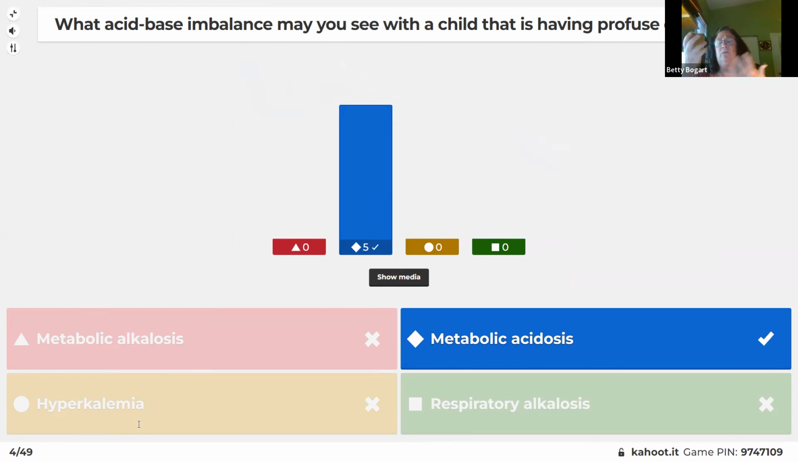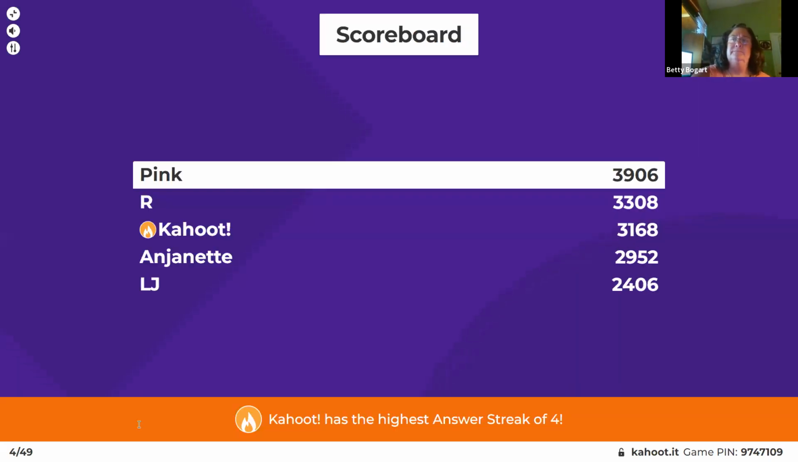We know that what comes out of the rectum is more alkaline because of all of the enzymes that help digest food. They're more alkaline. So you're getting rid of alkaline, you're left with acidosis. Very good.